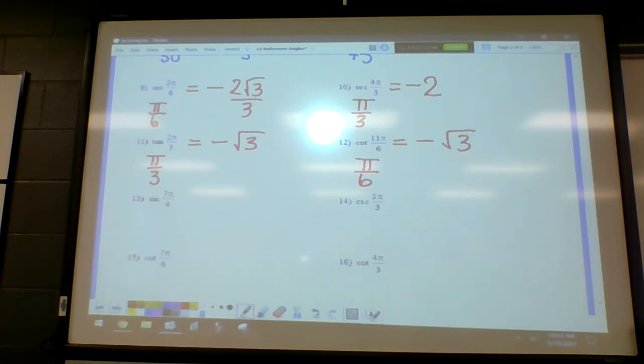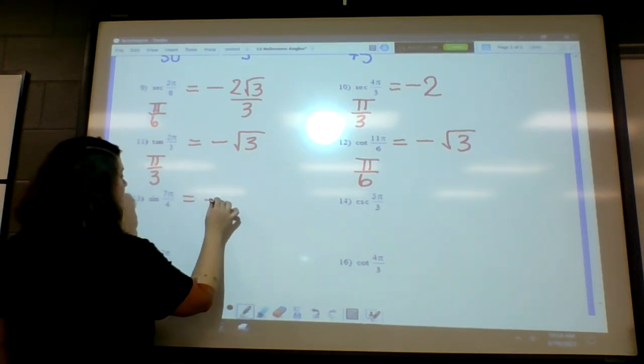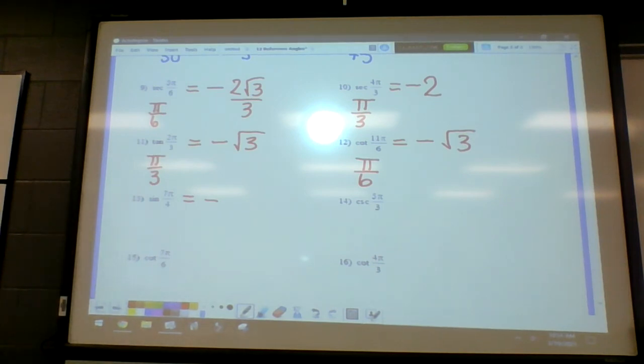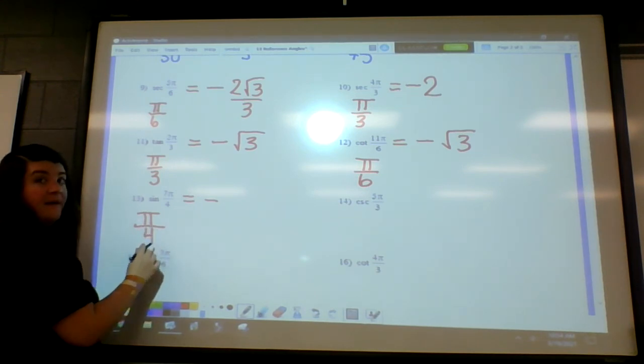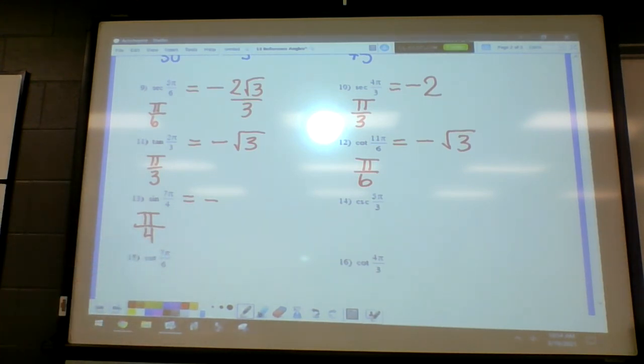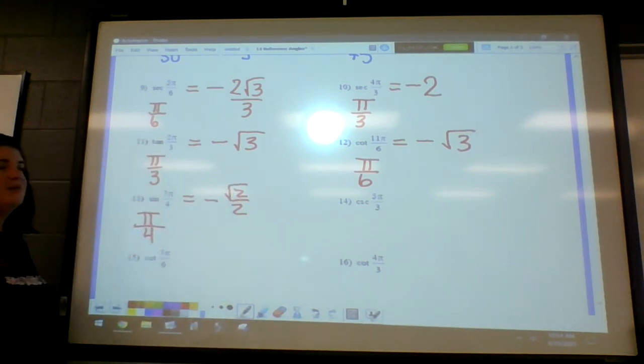All right, up next we have 7 pi over 4. What quadrant is 7 pi over 4 in? The fourth, because that's really close to 8 over 4, right? So fourth quadrant, is sine positive or negative in the fourth quadrant? Negative. By the way, you're going to have a lot more negatives most likely, because in each quadrant, 4 of them are negative and only 2 of them are positive. And what's our reference angle? Pi over 4, because it's over 4. So sine of pi over 4 is square root of 2 over 2. So this will be negative square root of 2 over 2.